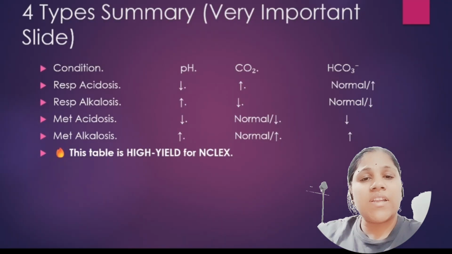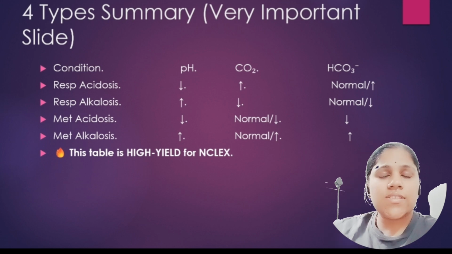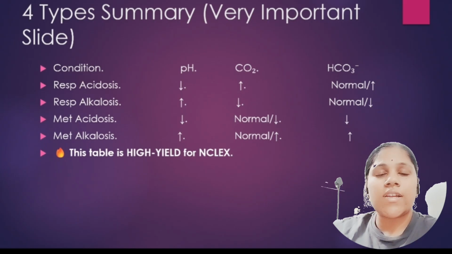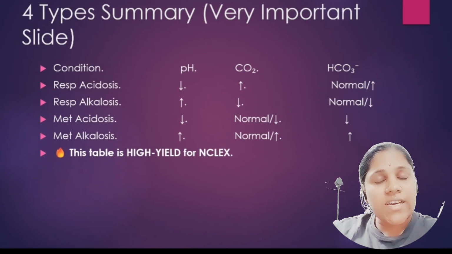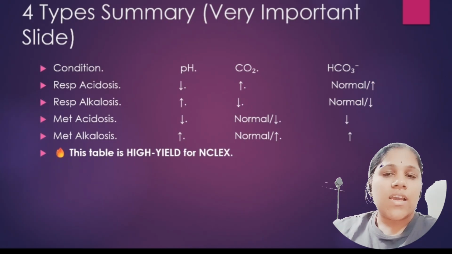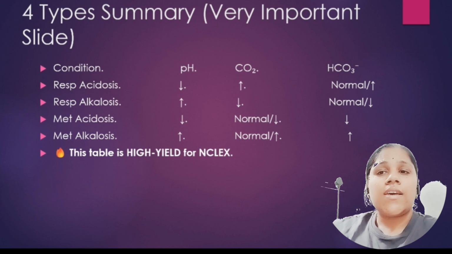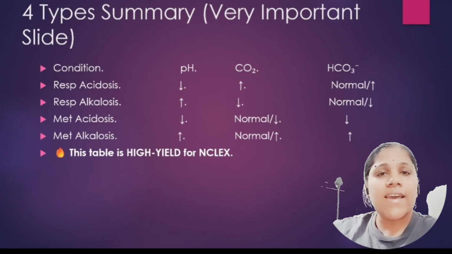The summary of the four types is very important, where we are going to summarize in one slide. In respiratory acidosis, the pH decreases, the carbon dioxide increases, and the bicarbonate may remain normal or get elevated. In respiratory alkalosis, the pH increases and the carbon dioxide decreases, and the bicarbonate may stay normal or decrease. In metabolic acidosis, the pH decreases, the carbon dioxide also decreases, and the bicarbonate also decreases. In metabolic alkalosis, the pH increases and the bicarbonate also increases, and the carbon dioxide also increases or stays normal. This table is very high yield in NCLEX.